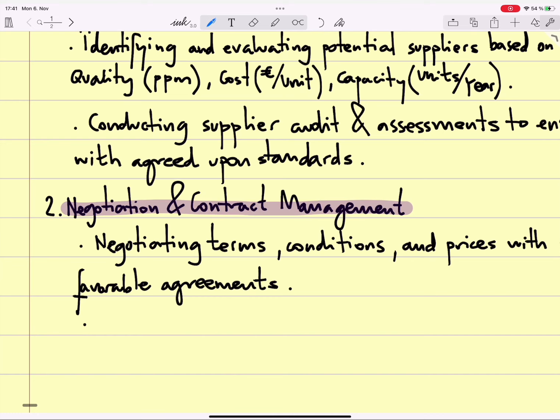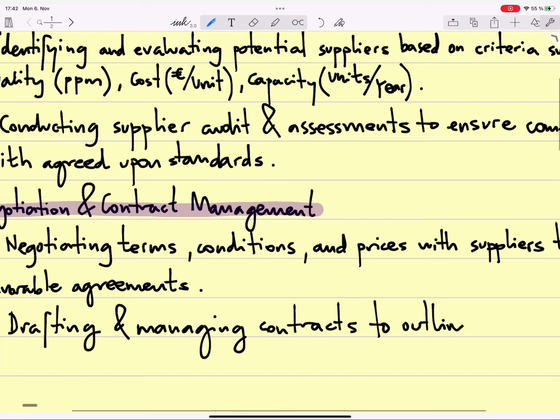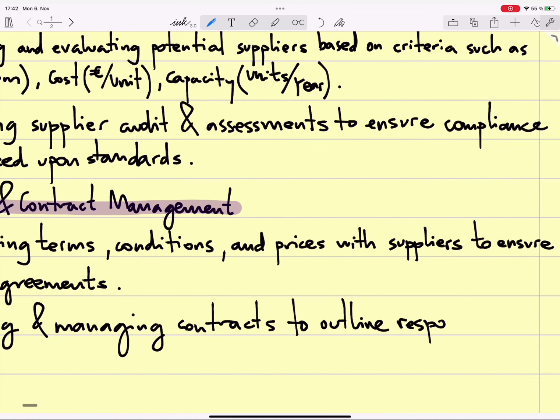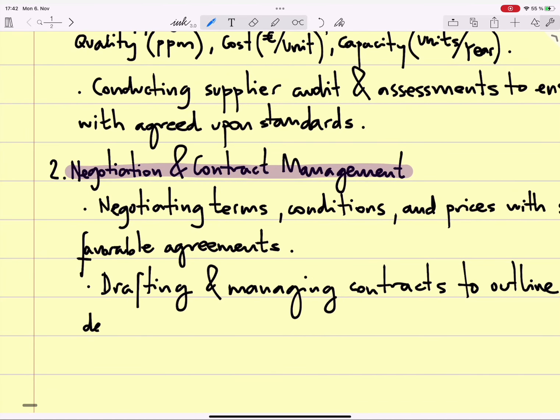So, the next, you report in. The next topic is drafting and managing contracts to outline responsibilities, delivery schedules, and payment terms.